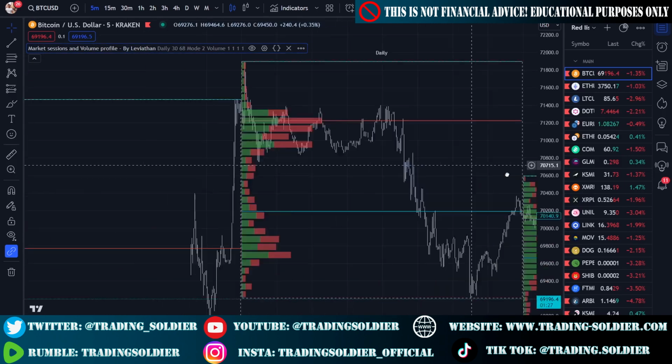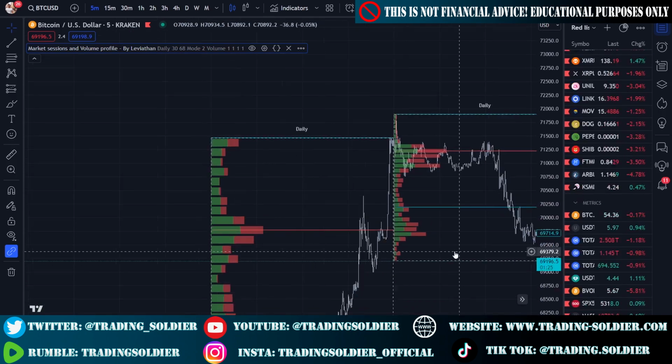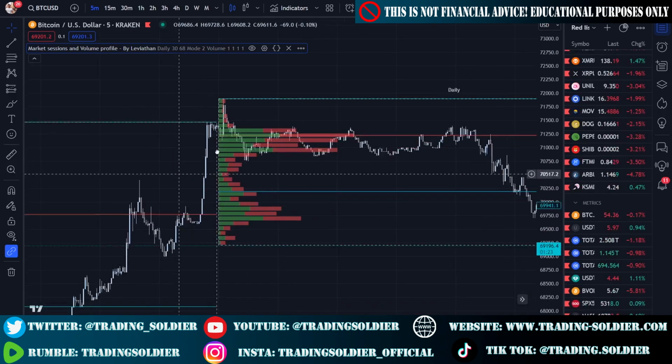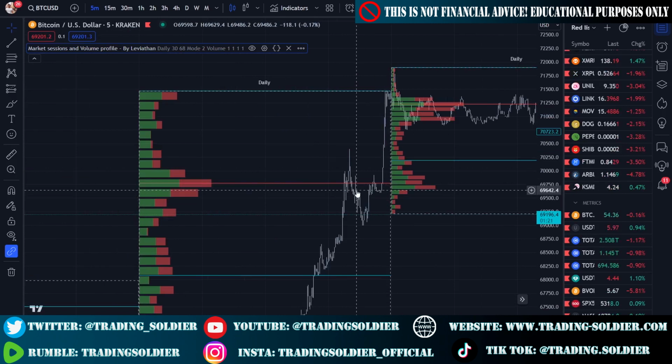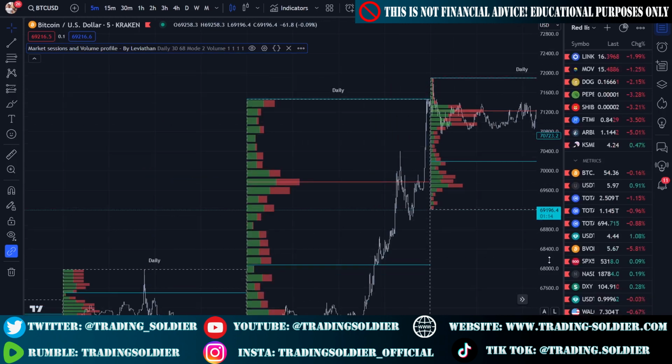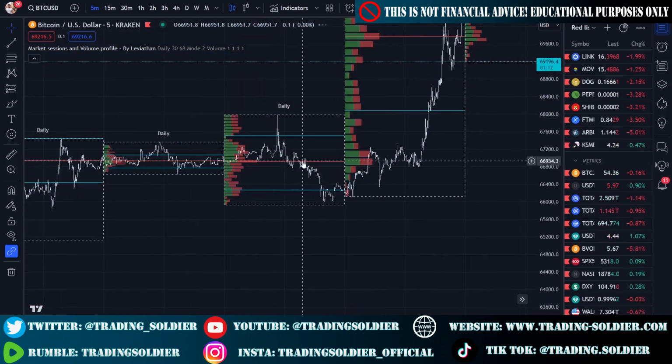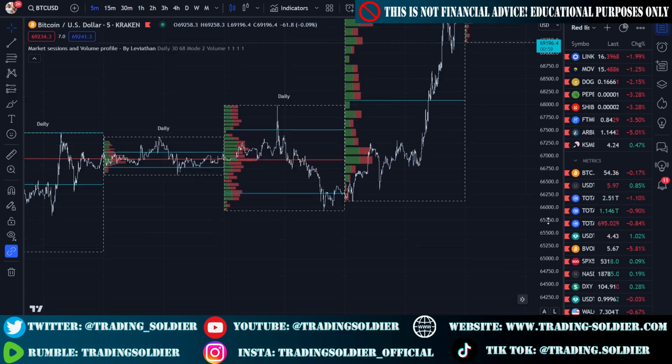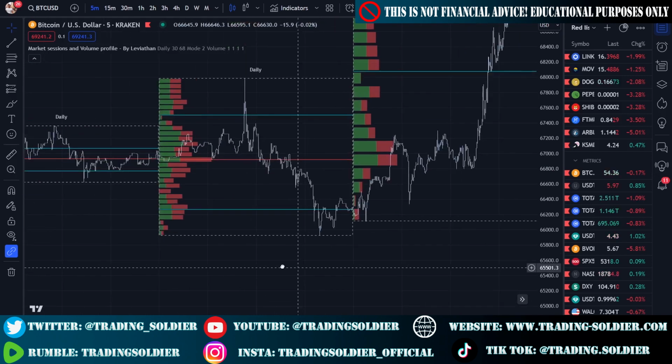And also when we broke the POC to the upside, for example here, three days after, we broke the POC to the upside, okay? And then the trend remained bullish, okay? Also here, when we broke down the POC to the downside, we can assume that the market will be bearish. And when the price is above the POC, we can assume that the price will be acting bullish, okay?